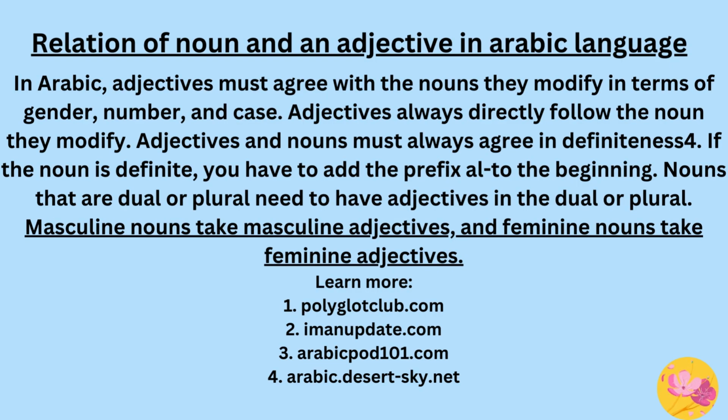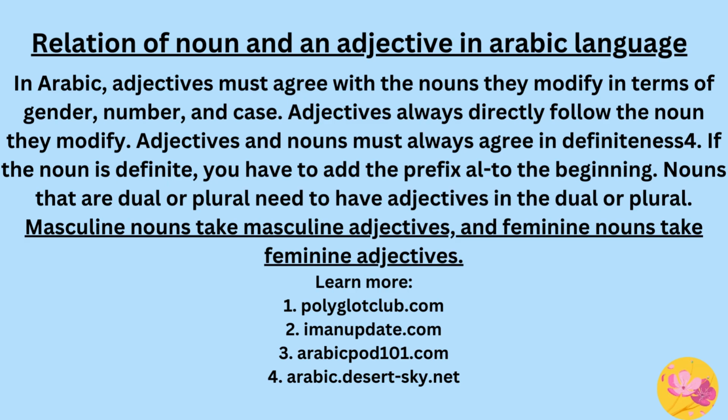Now here I am giving you a summary of the relation of noun and adjective in the Arabic language. In Arabic, adjectives must agree with the nouns. They modify in terms of gender, number, and case. Adjectives always directly follow the noun. It comes after the noun. They modify the noun. So adjectives and nouns must always agree in definiteness.